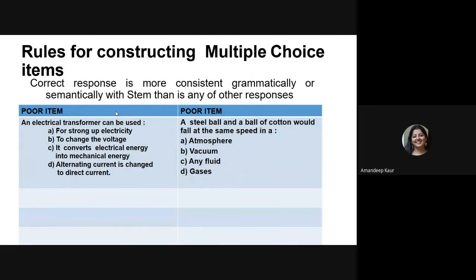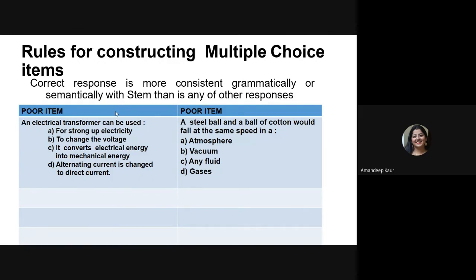Another rule we need to consider is that all the responses formed by the teacher must be grammatically or semantically consistent with the stem. A poor item is: an electrical transformer can be used for stepping up electricity to change the voltage; it converts electrical energy into mechanical energy; alternating current is changed to direct current. So again, all the responses are not grammatically consistent. So this item is considered a poor item.